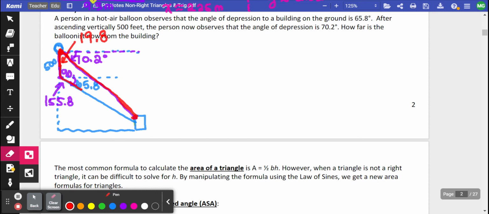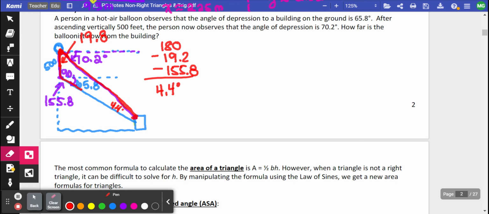And why did we need that? Well, we have to calculate this angle down here because this is the only side length we have, and we need the angle opposite that. So you're going to do 180 minus 19.2, and then also subtract another 155.8. What you should get is a 4.4 degree angle. Okay, so a 4.4 degree angle in there. And now we're going to be able to calculate how far the balloonist is from the building.